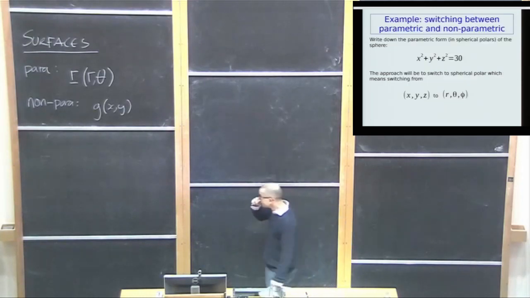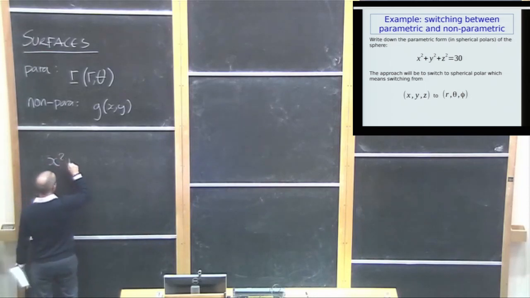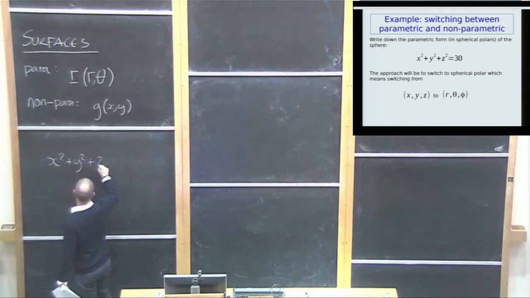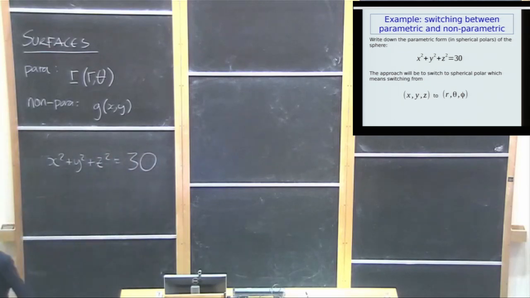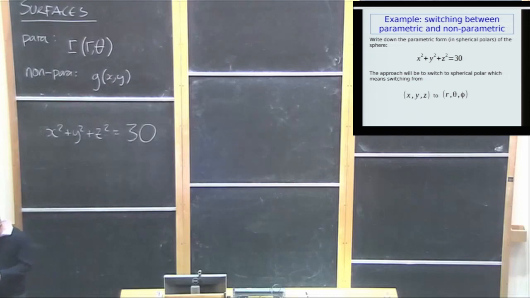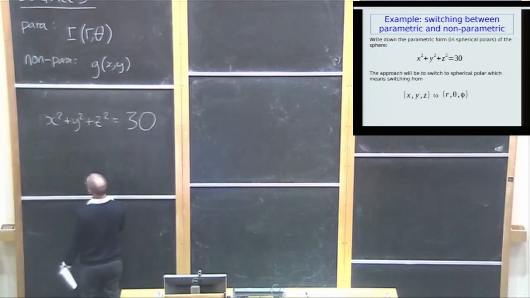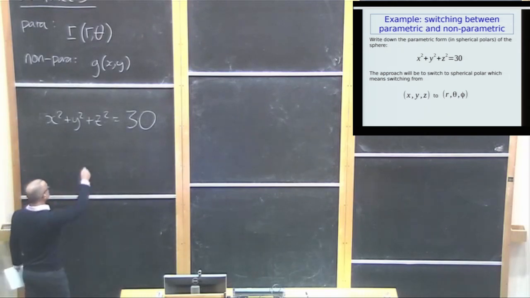Here's an incredibly trivial and straightforward example. We have a surface which is described by x squared plus y squared plus z squared equals 30. Everybody in the room will know that that is a sphere of radius square root of 30. And how would you write that in terms of a position vector to the surface? You can do this in terms of x, y and z, but the way to do it is to switch to spherical polar coordinates.